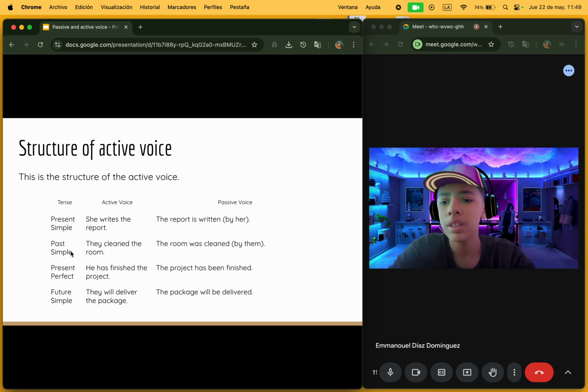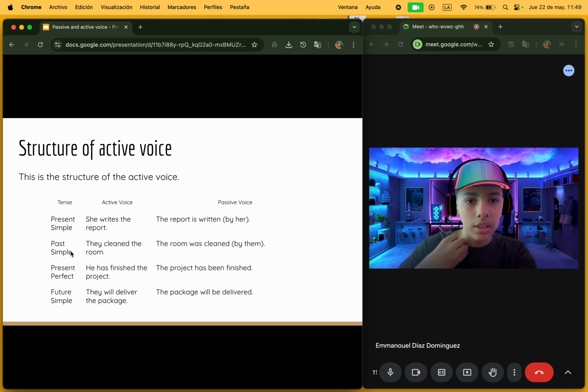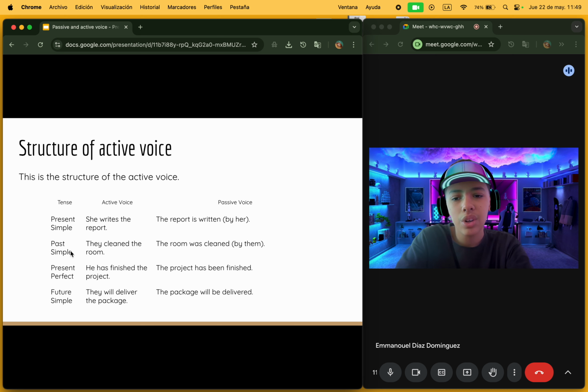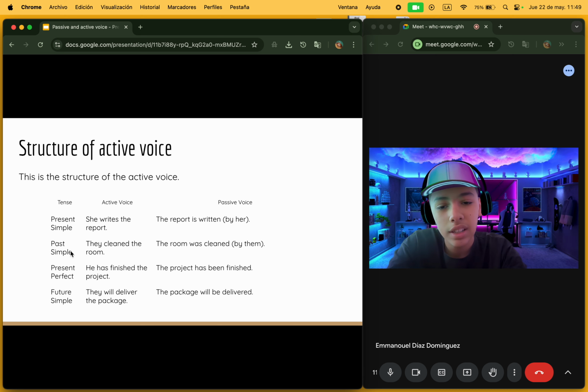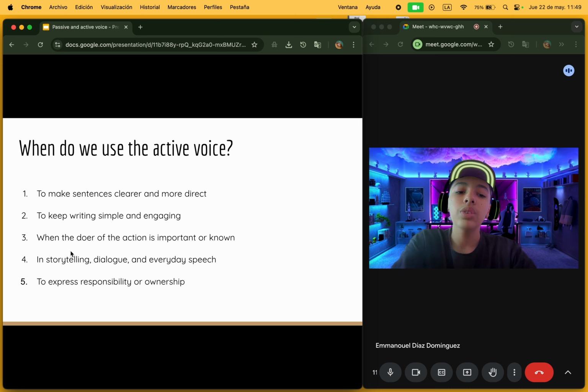We'll see the structure. Present simple. She writes the report. We saw this structure in the past. So it's common. So she writes the report. The report is written by her. You can see there is more text in the passive voice than the active voice. The active voice sounds more natural. So they will deliver the package. In this case, it would be better to use the passive voice, but both are right, so there is no problem. And when do we use the active voice?